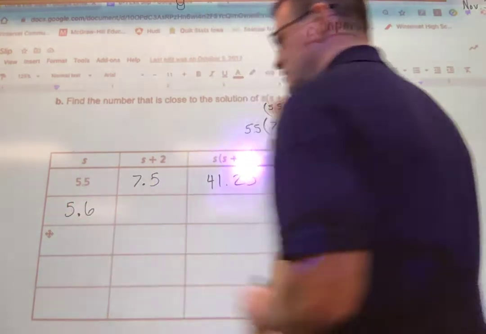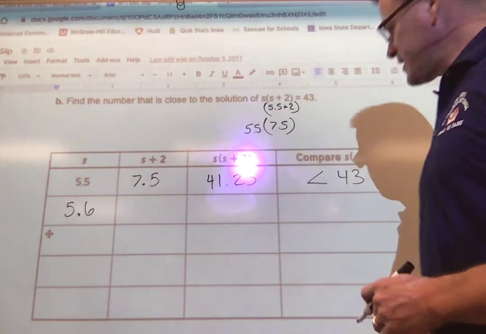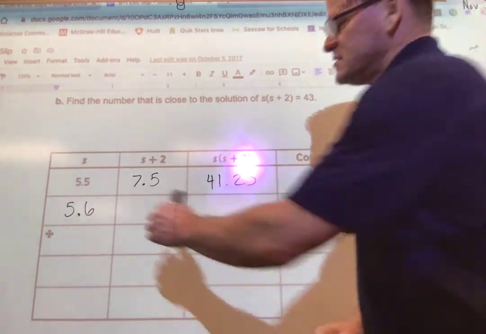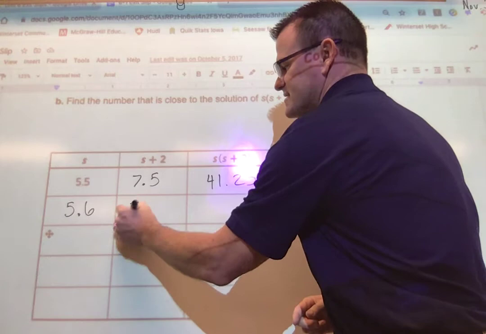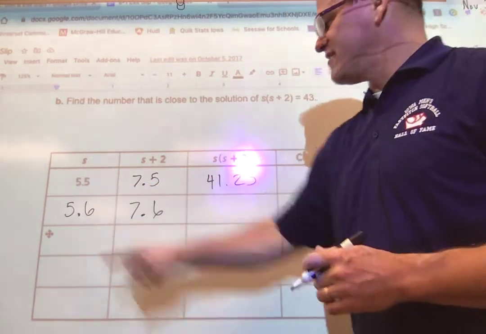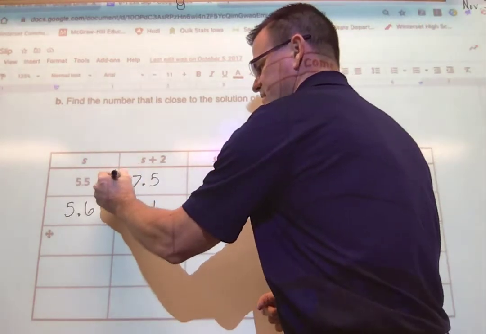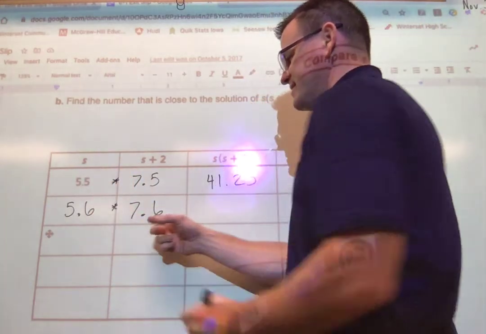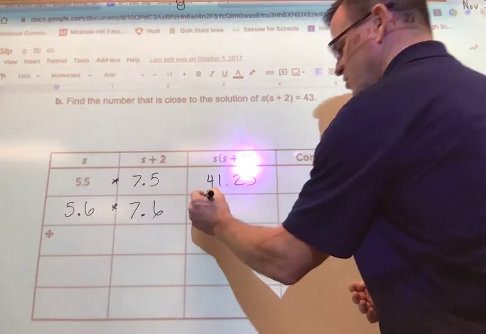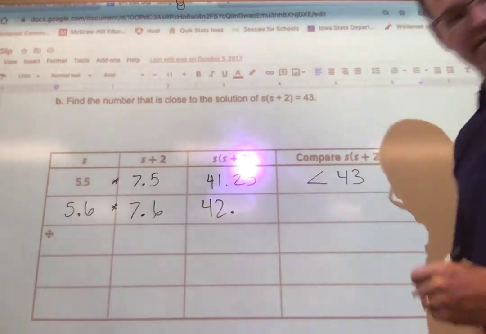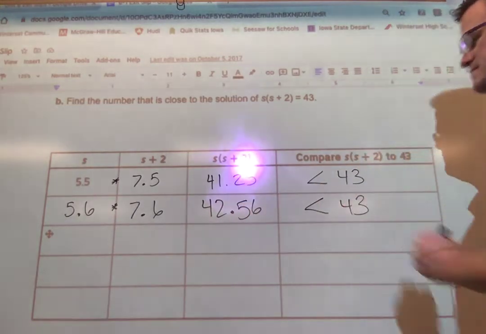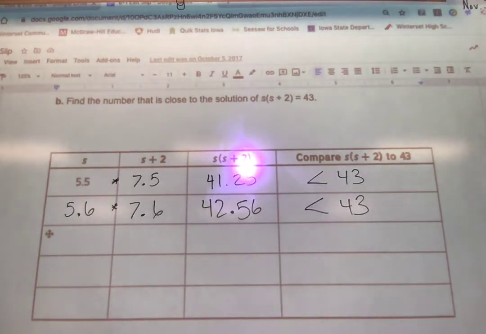I'm getting closer. If I add 2 to it, I'm not going to plug it in every time. We have that pattern written down here, so I add 2. So 5.6 plus 2 is 7.6. And now I would take 7.6 times 5.6. And I'm going to write a little multiplication symbol in here to remind me once I get these, I just multiply them because that takes care of the equation. And if I do that, I'll get 42.56, which is still less than 43. So I need to go larger again.